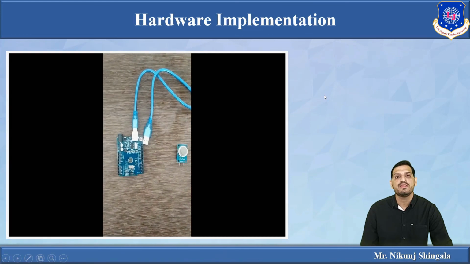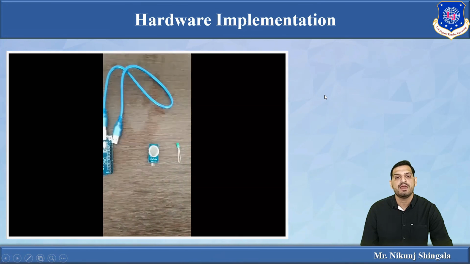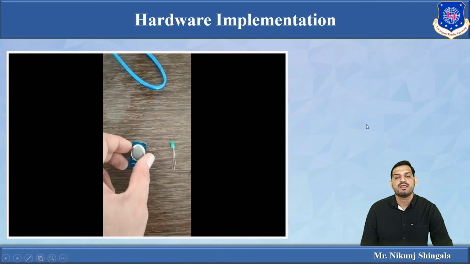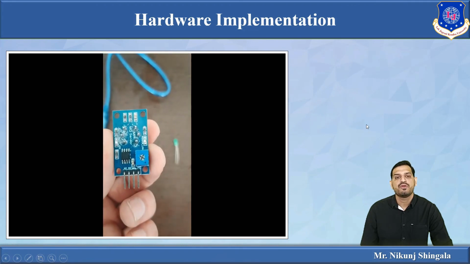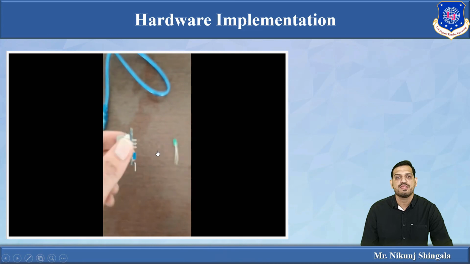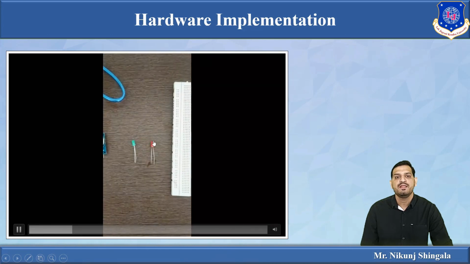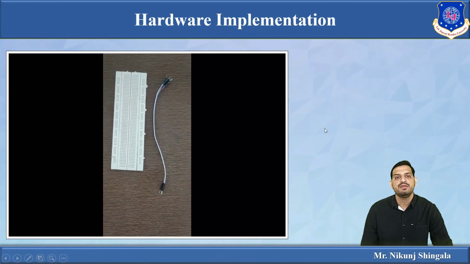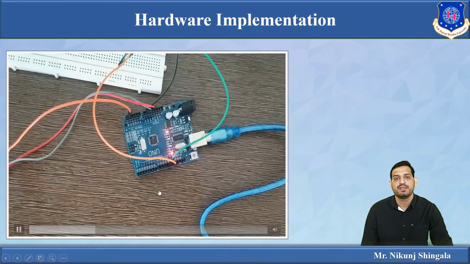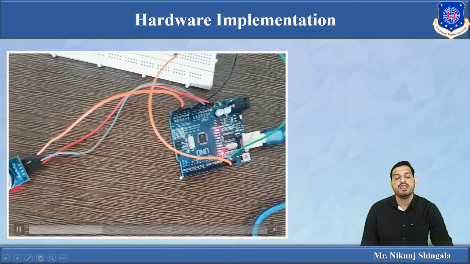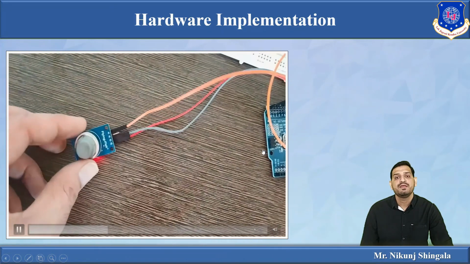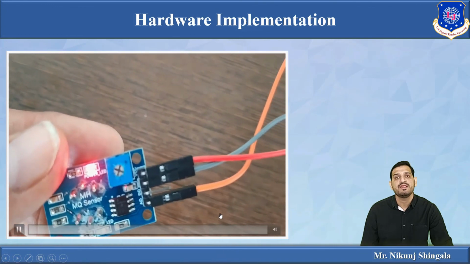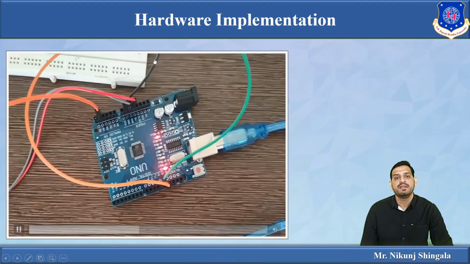So here first you can see the different components required: the Arduino Uno board, a USB cable, and this is the gas sensor. Let us have a close look at the gas sensor. You can see the 4 pins are there, and 2 LEDs, basically for indication, a breadboard and jumper wires. And this is the connection of the gas sensor module and LEDs with the Arduino board. You can see how the connection is done. I have used the A0 pin, which is an analog pin. Initially the green LED is turned on.